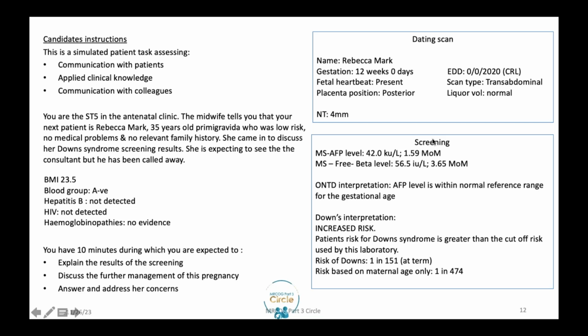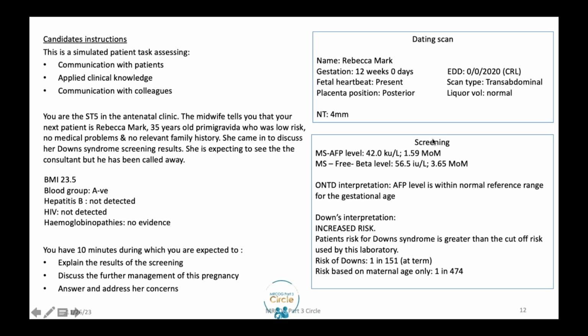Ideally, since she has had her Down syndrome screening test, I should have put her gestational age, but let's say she's around 14 weeks now. In clinic, you would have access to her booking scan, booking bloods, and every scan done until now. Her booking BMI is 23.5, blood group A negative, Hep B and HIV negative, hemoglobinopathy negative. So her booking bloods are okay. Her dating scan was done at 12 weeks, everything's fine, nuchal translucency 4 millimeters.